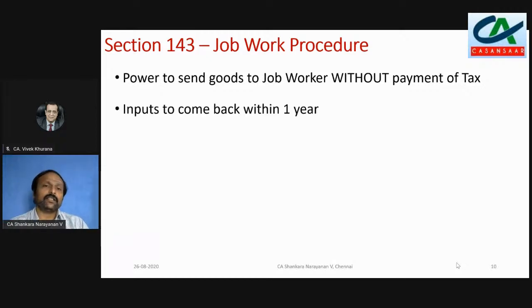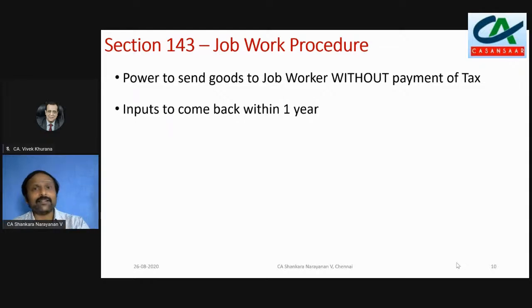Further, the conditions that are put out depend on what has gone to the job worker if it happens to be an input. And in GST, goods can come under only two categories. It can either be inputs or it can be capital goods. If it happens to be an input which is sent to the job worker, it means I have to get it back as a material. The input that goes, let's say part number A goes and it has to come back as part number B.